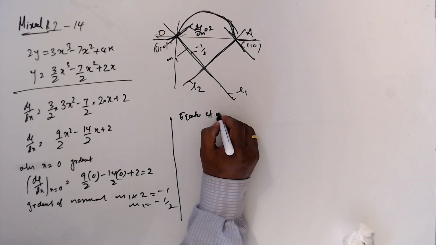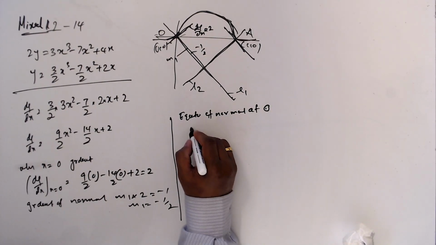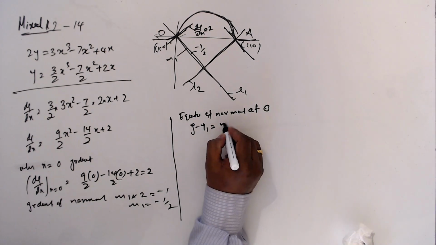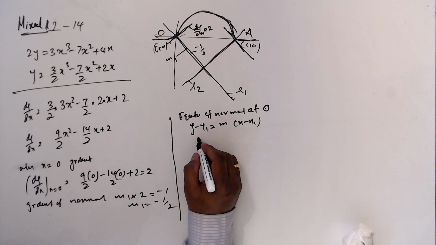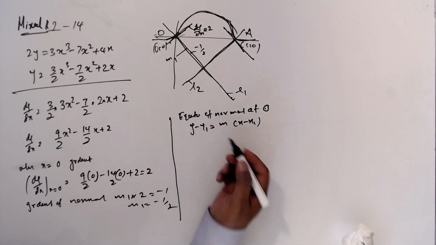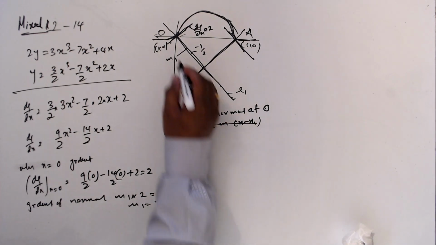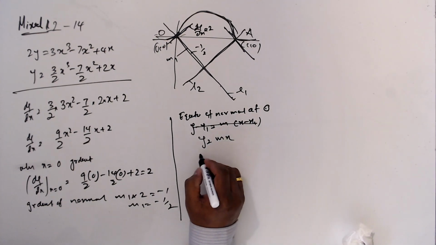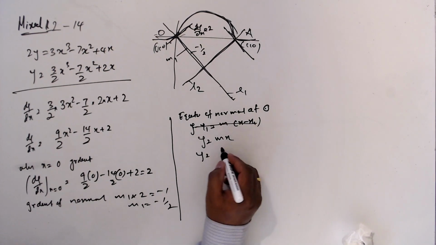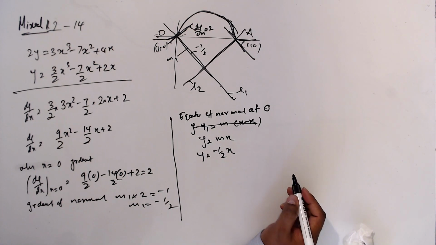Equation of normal at O. So y minus y1 equals m times x minus x1. Actually, this is a line that goes through 0, 0, so you don't need this one. We know that is of the form y equals mx. So y equals m, which is minus half, x. So this is the equation.